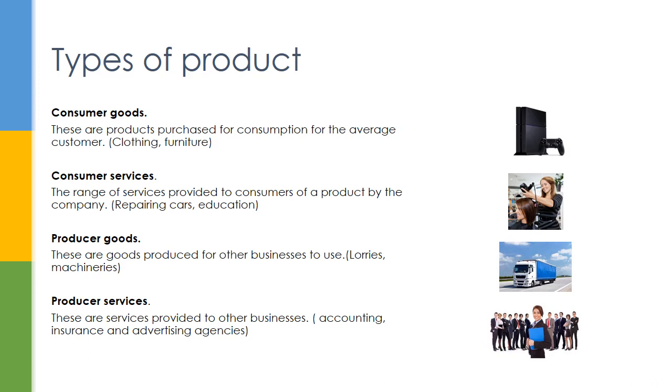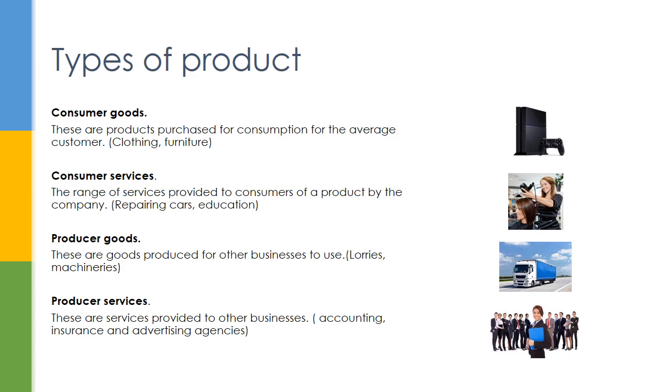Then we move on to a business producing goods for other businesses, namely producer goods. Producer goods are used so that another business can function. Lorries are used for transportation. Then we have machinery to help with production. And producer services are those services that help the business function as a whole.